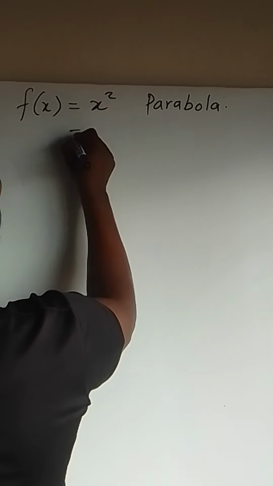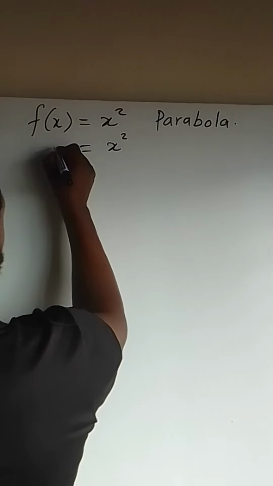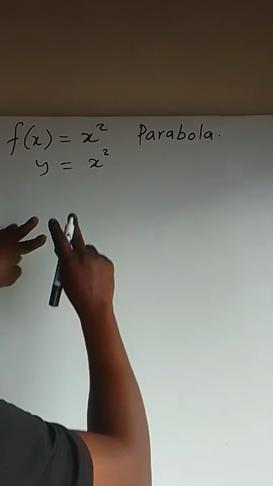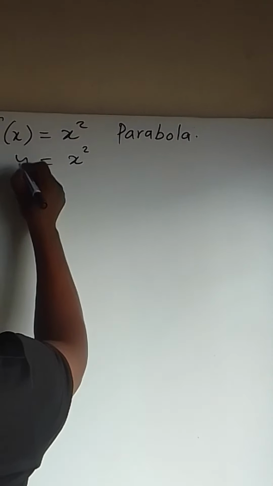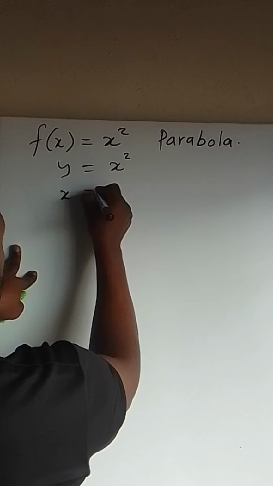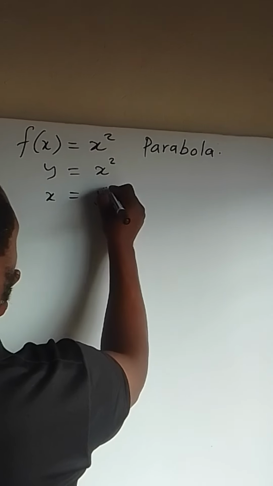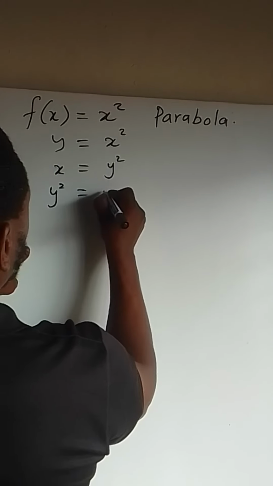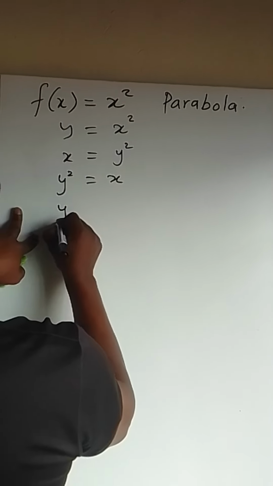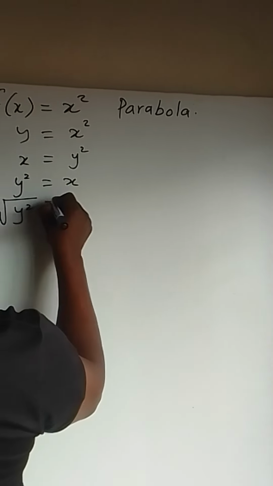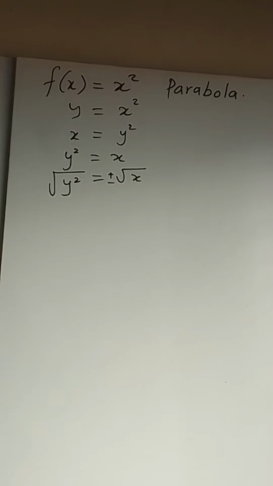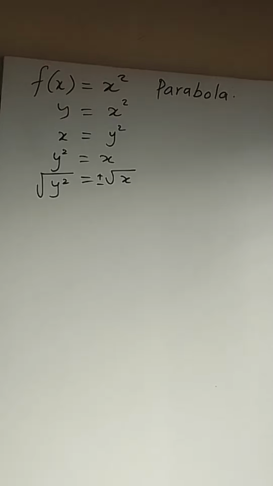Remember, this is y equals x squared, right? So in order for you to find the inverse of this, you are going to simply swap the values. Where you see y, you put x. Where you see x, you put y. And then y squared equals x, and the square root of y squared equals the square root of x. Immediately you apply the square root, you put a plus minus.